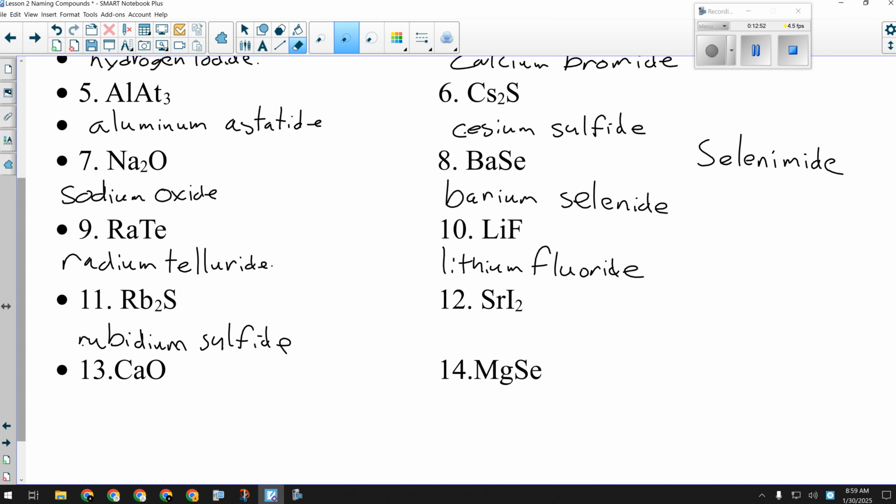Number 12, what does Sr stand for? Strontium. Yeah, or strontium, whichever. It's another one of those ones that's written 2 ways. And I? Iodide. Number 13, calcium oxide. And 14? Magnesium selenide or magnesium selenamide.